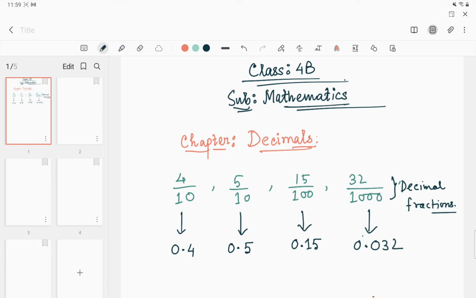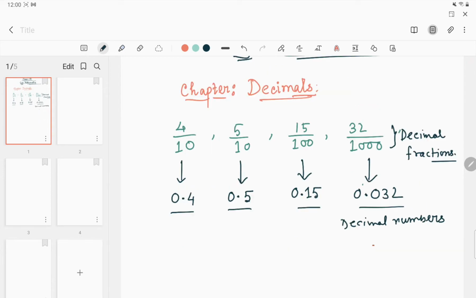Now we will introduce how to express decimal fractions as decimal numbers. These numbers are called decimal numbers. These are decimal fractions and these are decimal numbers. So the decimal numbers are 0.4, 0.5, 0.15, 0.032.